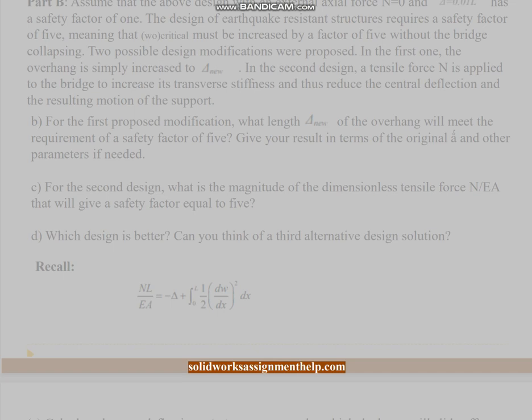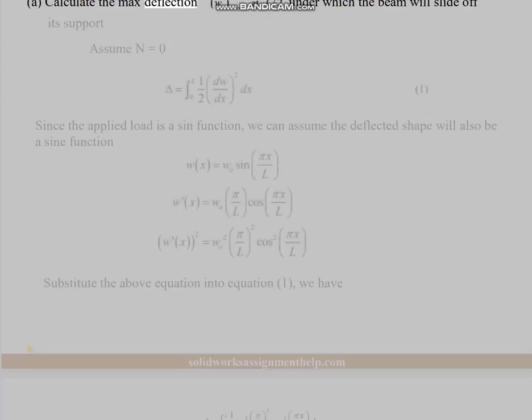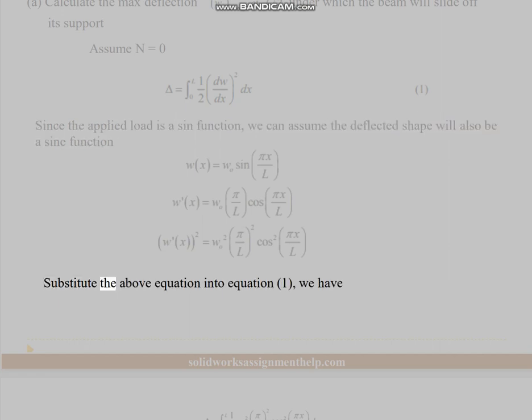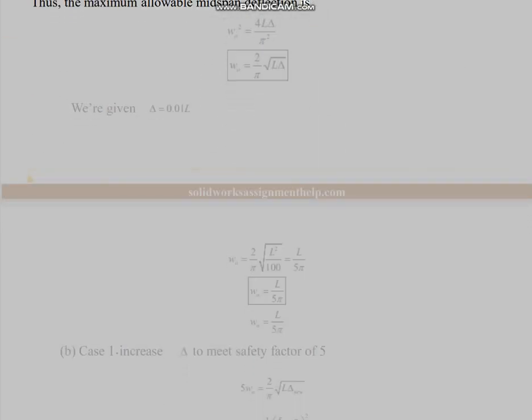A. Calculate the maximum deflection under which the beam will slide off its support. Assume N equals 0. Since the applied load is a sine function, we can assume the deflected shape will also be a sine function. Substitute the above equation into equation 1. Thus, the maximum allowable midspan deflection is. We're given.